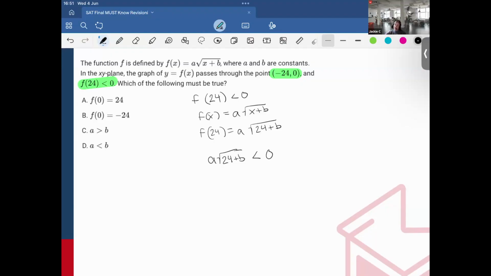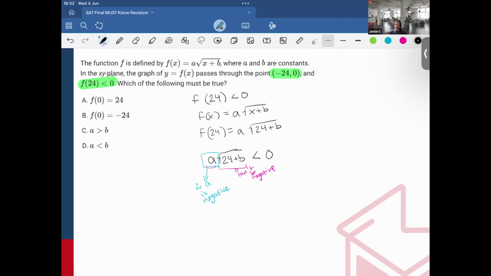Okay, that's interesting. Something that's also interesting is that either a is negative or everything under the square root is negative, but this can't be because on the SAT exam, you're never going to have a negative square root. So that can't be negative. And if that can't be negative, this guarantees that a is negative. Therefore, a is negative.